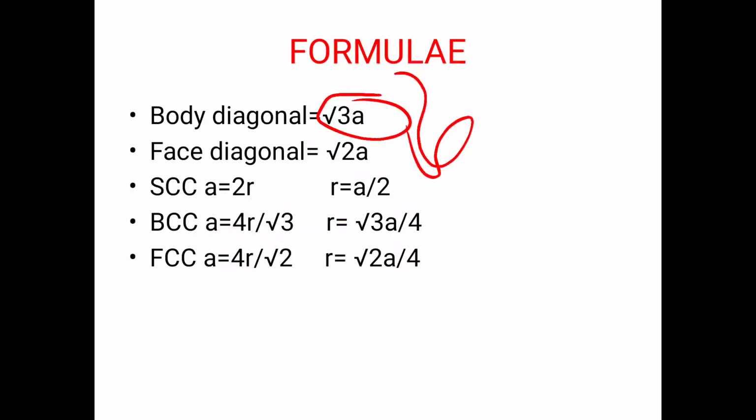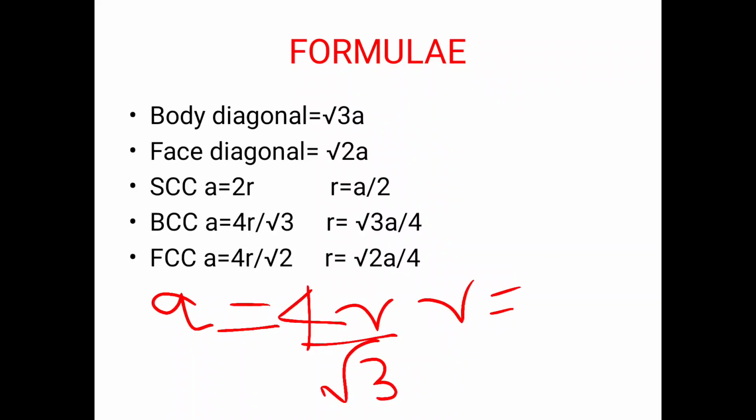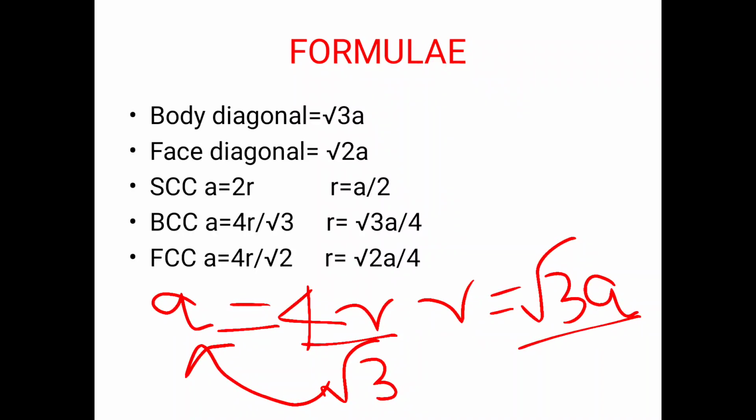Okay, I'll do one and show. I said for BCC a is 4r upon root 3. Now if I want to obtain r, the root 3 will go across, that's it. So r is root 3 into a upon 4. That's how you obtain r. Same way you have to do the others. This is a general formula. You can make a small chart and do it.